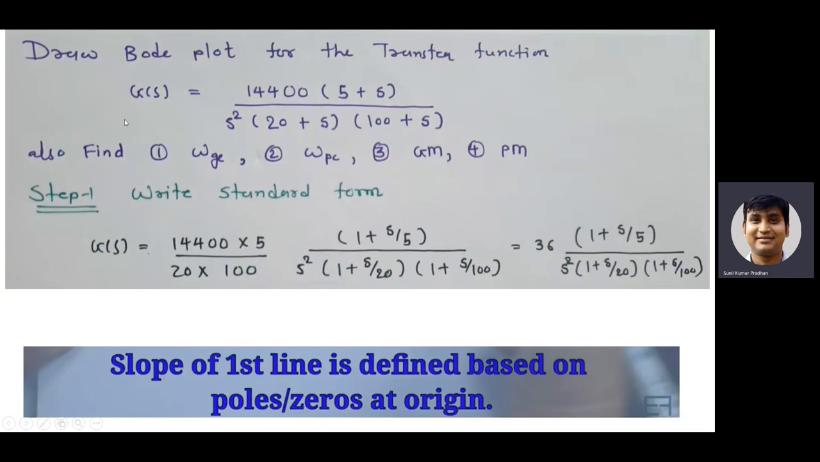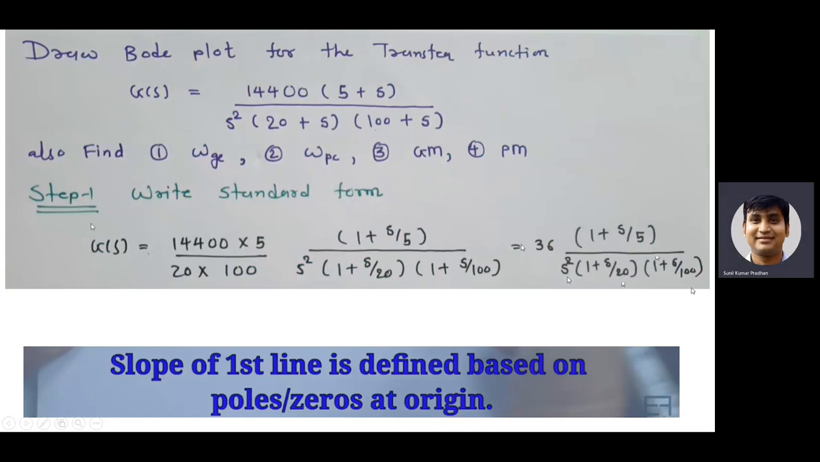Now let's consider a transfer function which is written as 14,400 (s plus 5) divided by s square (s plus 20) into (s plus 100). Let's say this is your given transfer function, and the question asks to find the gain crossover frequency, phase crossover frequency, gain margin, and phase margin. So what you have to do is write it in standard form. The standard form is that, as I said, we take the constant outside from the numerator and denominator. So it will come as 36 (1 plus s by 5) divided by s square (1 plus s by 20) multiplied by (1 plus s by 100).